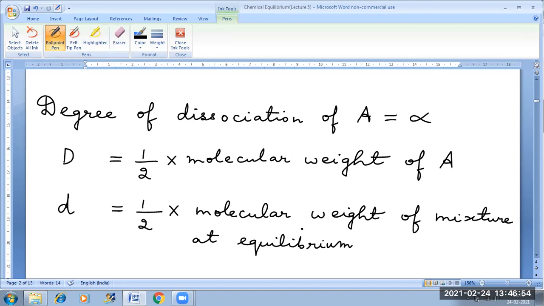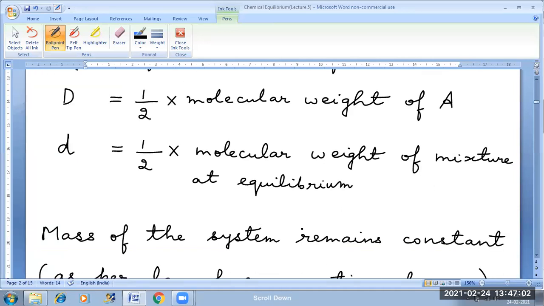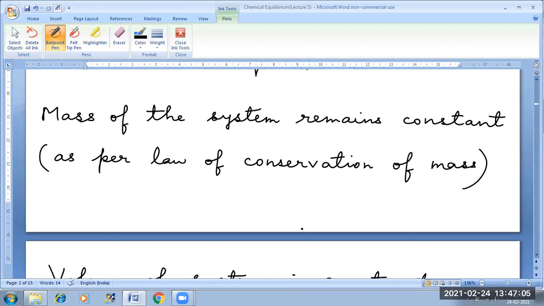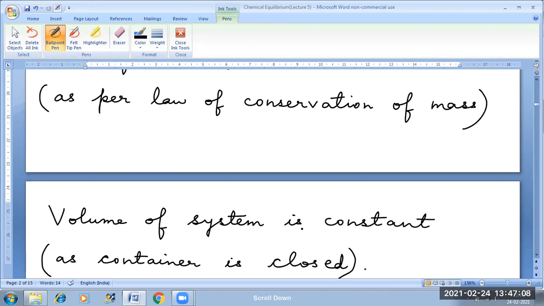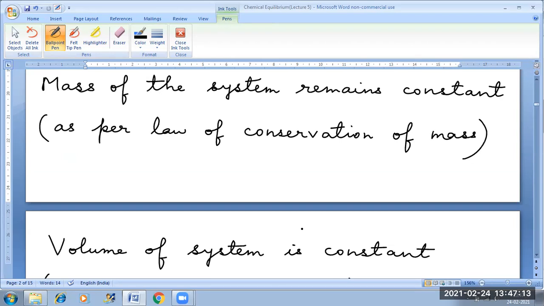Fine. That means capital D is the initial vapor density and small d is the vapor density at equilibrium. Mass of the system remains constant as per law of conservation of mass. Volume is constant because the vessel is closed. Mass is constant, volume is constant, density will be constant.